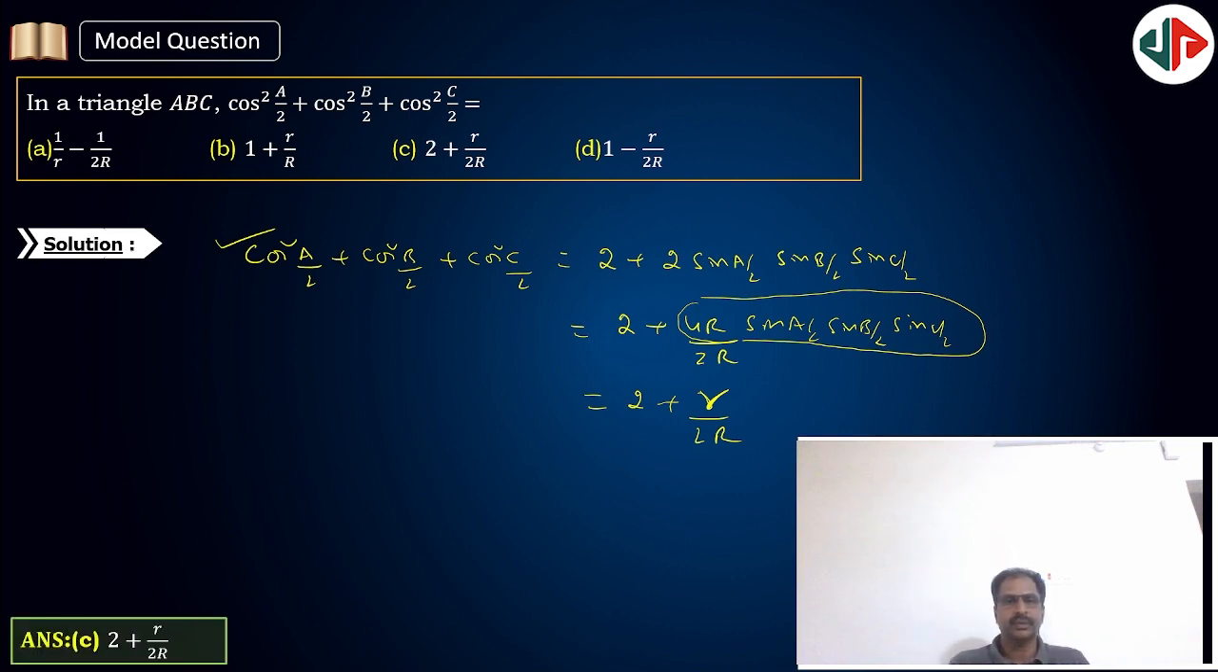So remember the shortcut: cos square A by 2 plus cos square B by 2 plus cos square C by 2 is 2 plus 2 sin A by 2 sin B by 2 sin C by 2. And then multiply and divide with 2 capital R. And the numerator becomes small r, the inradius.